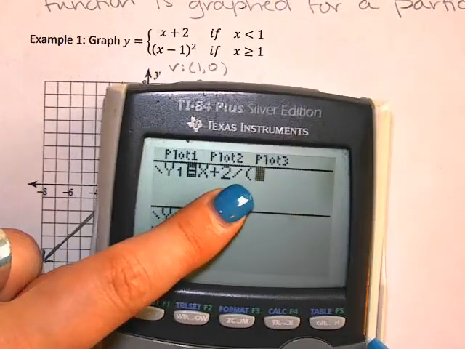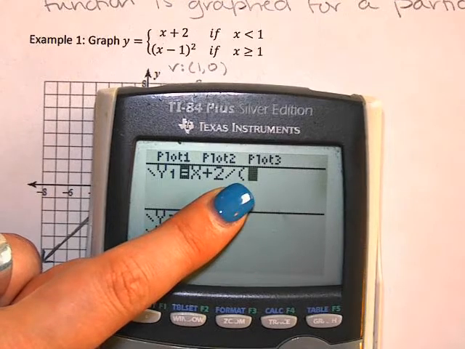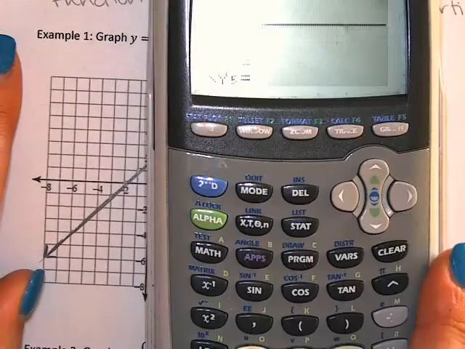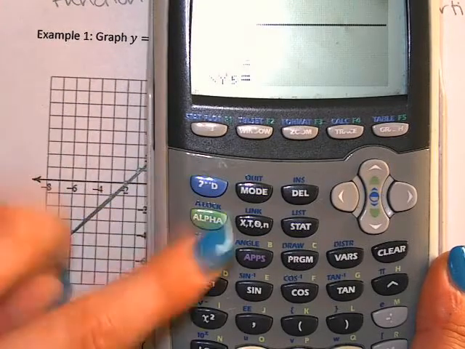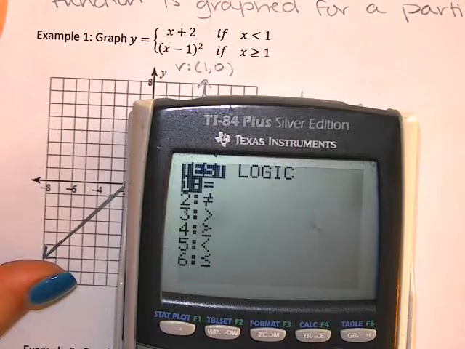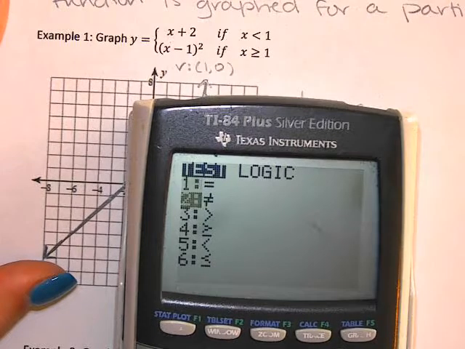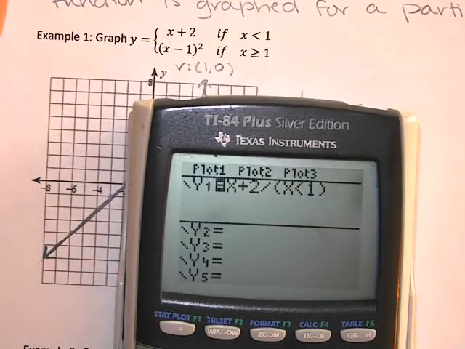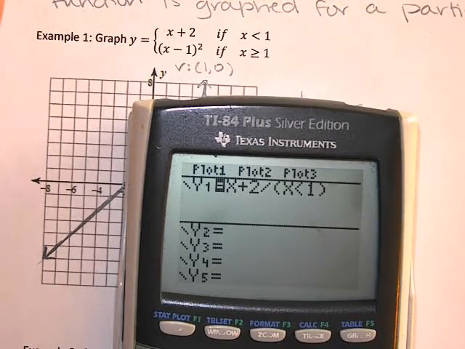So divide by parenthesis, and then I'm going to put that limited domain in there, so x. And then to get the less than sign, I have to type second math. So second math, and then it lets me put in my inequalities. So now I'm going to go through and put a less than sign, x is less than 1. And then I'll go down, I can do my end parenthesis. Nope, I already did it.